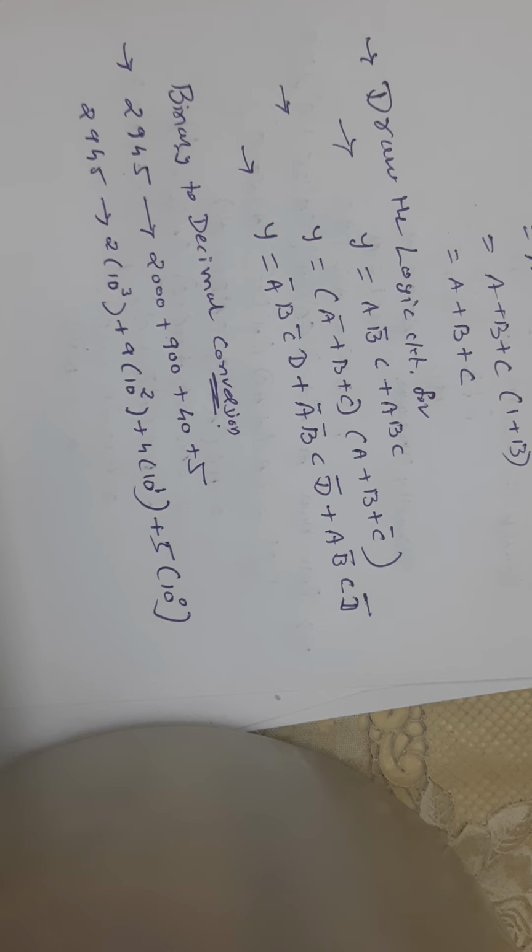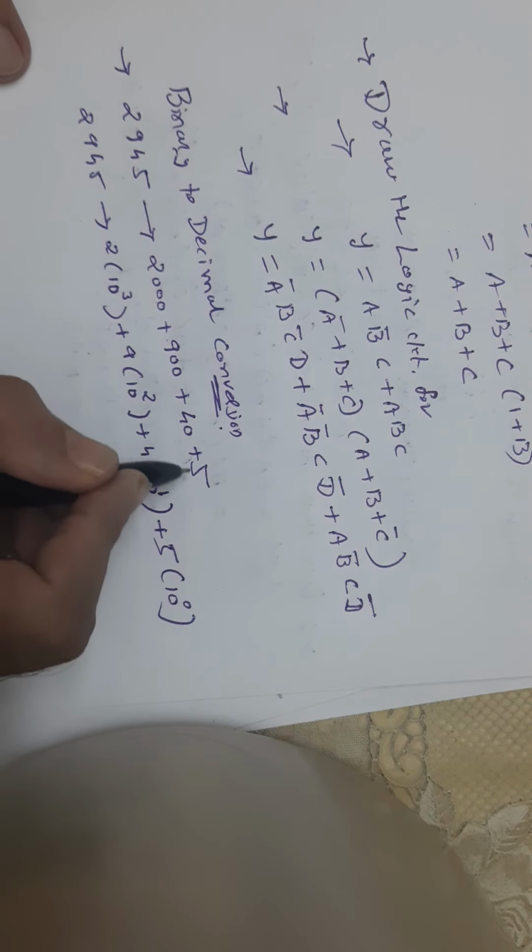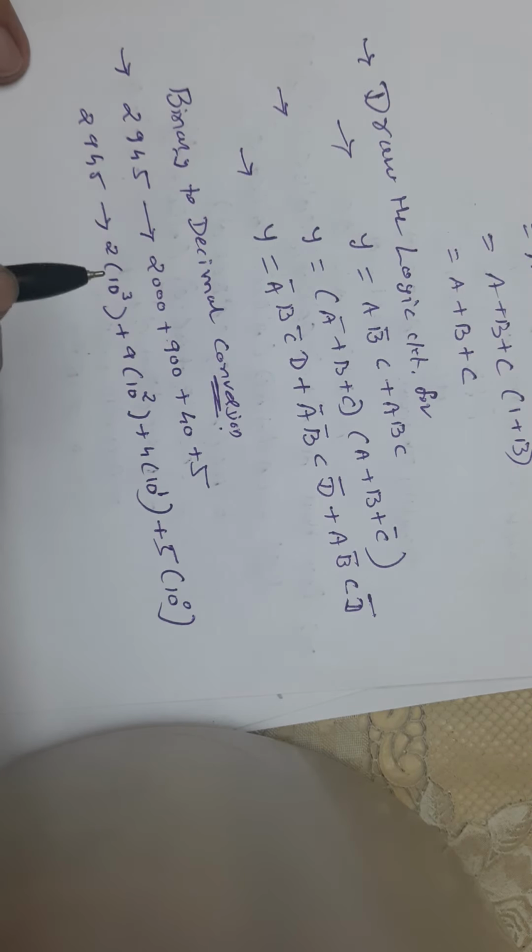The sum of all the digits multiplied by their weightage gives the total amount being represented. In the foregoing example, the 2 is multiplied by a weightage of 1000, the 9 by a weightage of 100, the 4 by a weightage of 10, and the 5 by a weightage of 1. The total is 2900 plus 40 plus 5, 2945. Right?